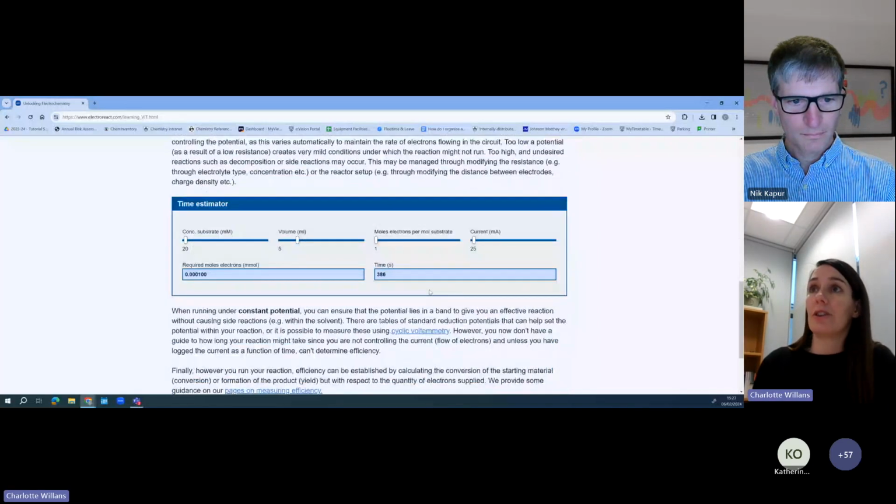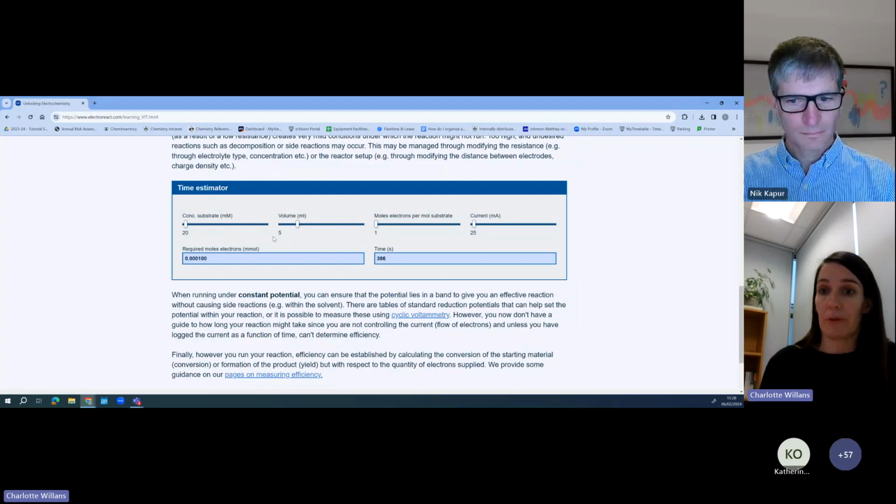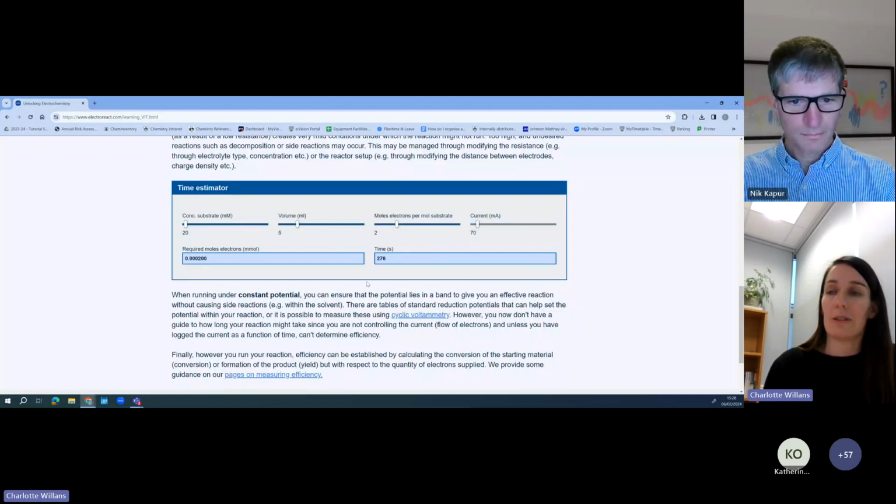Similar to that, there's a time estimator. Again, you can add the concentration of your substrate and the volume, so you know how many moles of electrons you need. It might be a 1 electron process, a 2 electron process, etc. With the current that you're giving it, it tells you how long you need to run the reaction to deliver that number of electrons to the reaction. So you can see if you increase the current of the reaction, you decrease the time that you need to run it for.